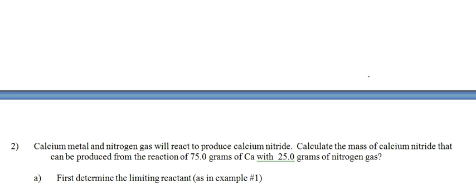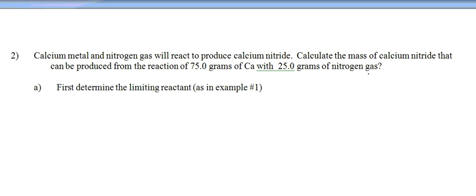Okay, very similar. You have calcium metal and nitrogen gas will react to produce calcium nitride. Okay, so I'm giving you the product here. Calculate the mass of the calcium nitride that can be produced from the reaction of 75 grams of calcium and 25 grams of nitrogen. So the first part says determine the limiting reactant.